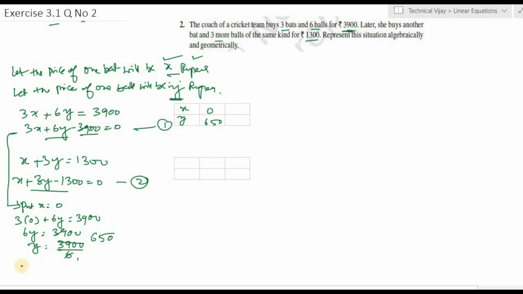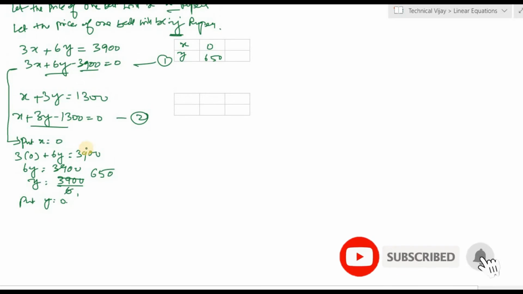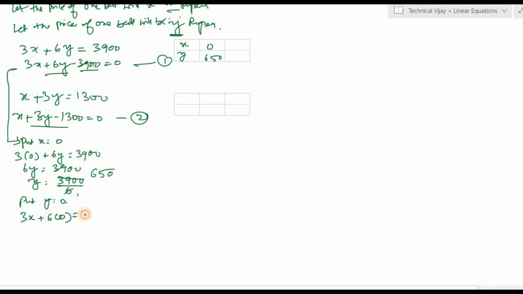So now we will put y is equal to 0. Here 3x plus 6y means 3x plus 6 into 0 is equal to 3900. Okay, 6 into 0 means 0 only, so 3x is 3900. So x is equal to 3900 divided by 3. 3 ones are 3, 3 threes are 9, and 0 0. So x is equal to 1300. Okay, so when y is equal to 0, x is equal to 1300.